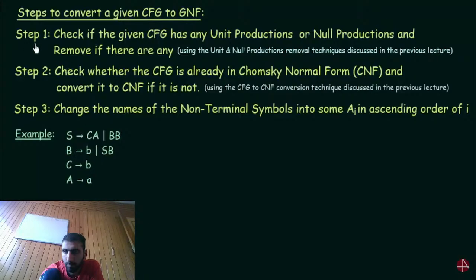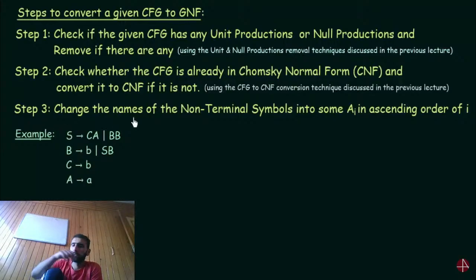So let us just see step number 1. We have to check if there are any unit productions or null productions. If you see that in these productions there are no unit productions or null productions, so step 1 we don't have to do. And step number 2 says check whether it is already in Chomsky normal form. If you remember the rules that we need to follow in order to check whether a given context-free grammar is in Chomsky normal form, and using that, we see that this is already in Chomsky normal form. So step 2 also is done.